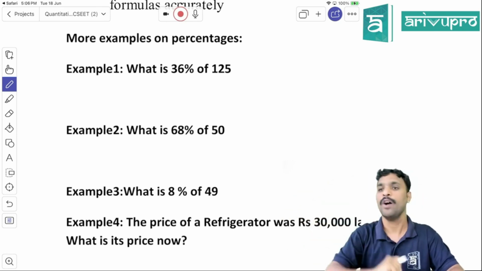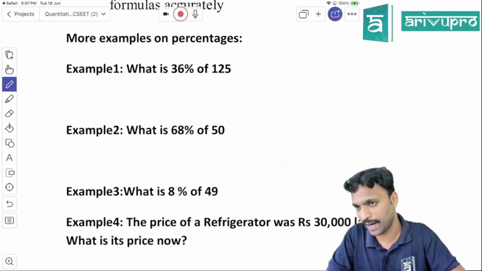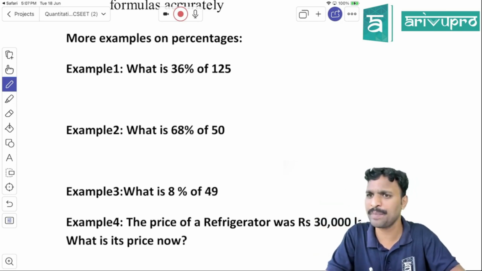First of all, Sunanda, what is 36% of 125? Which one is easier? 36% of 125 is easier or 125% of 36 is easier?